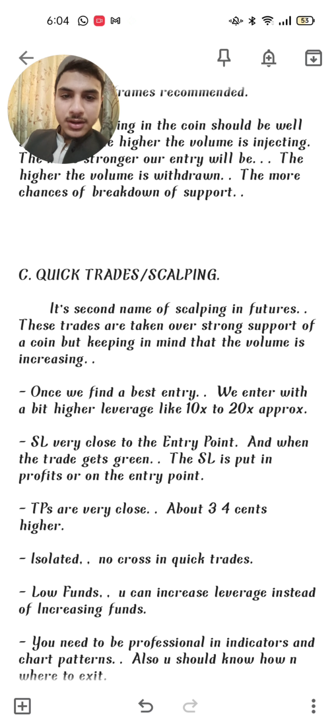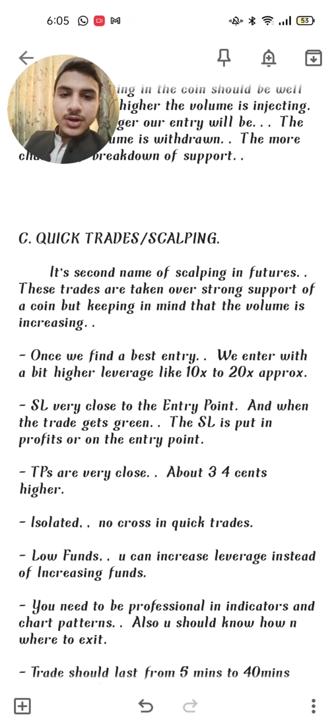Okay, type number three, quick trade. We can also call it scalping. Most of the members should know what scalping is, as I've told before, and I've talked about it in the previous video on spot, what scalping is and how it works. So scalping is a short term trade in which we make good and quick profit. Fine. So the second name of scalping is quick trades. It's the second name of scalping in futures.